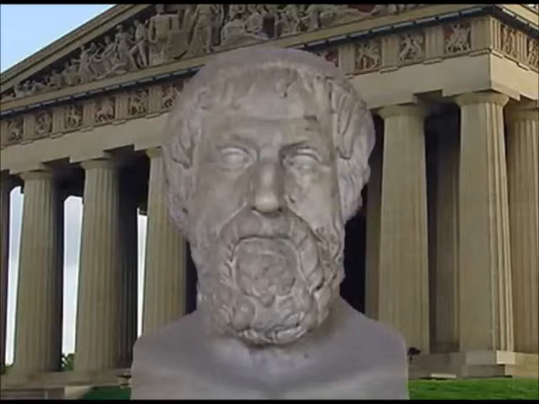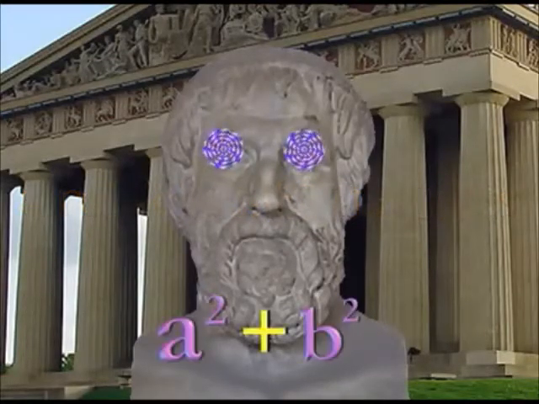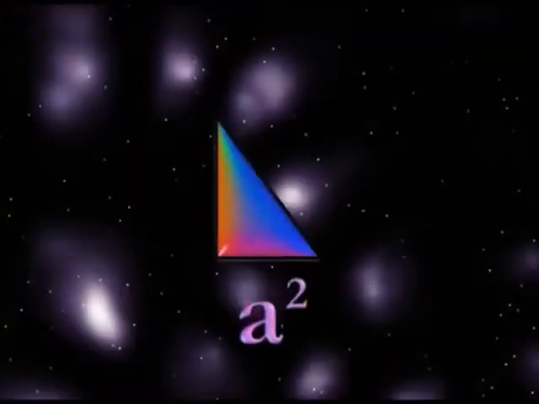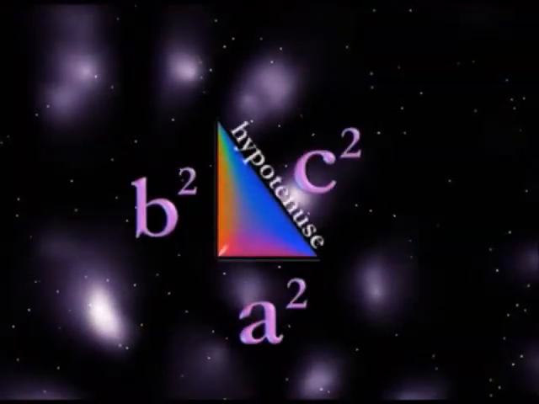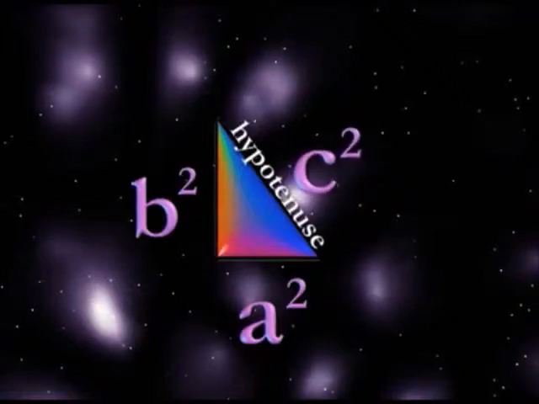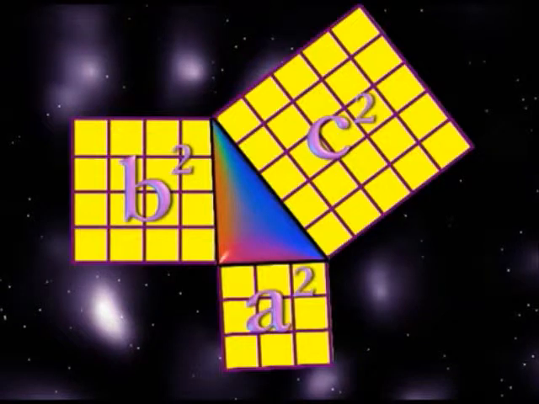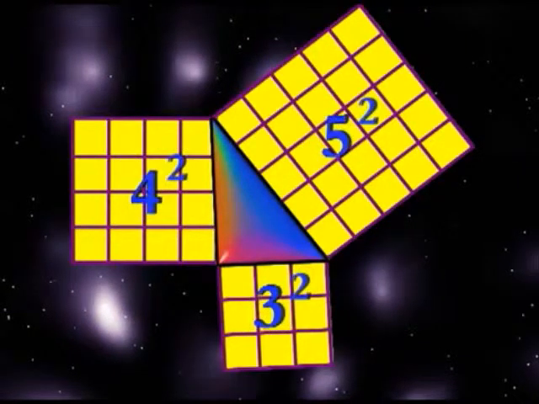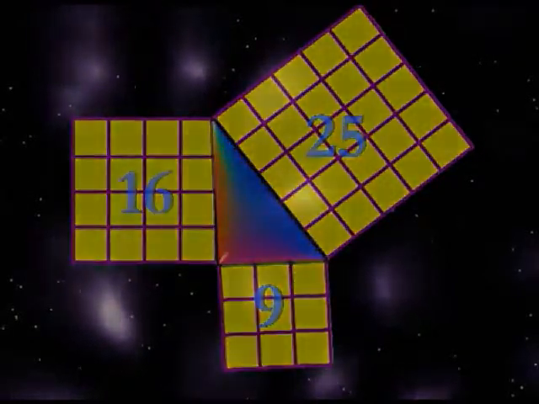Pythagoras discovered that theorem. A squared plus B squared is equal to C squared. Hypotenuse is letter C. A squared plus B squared is equal to C squared. Hypotenuse, right triangle.